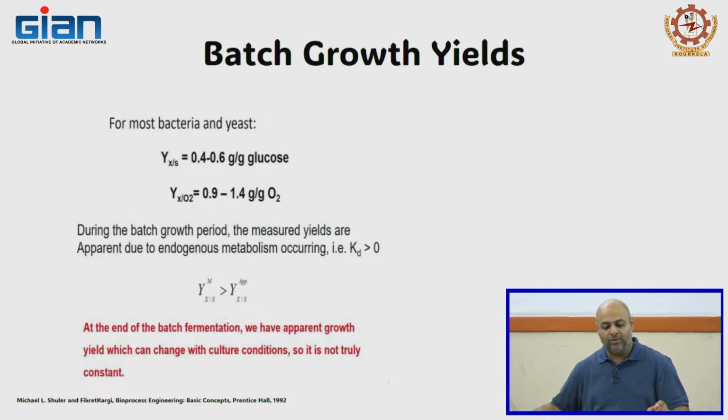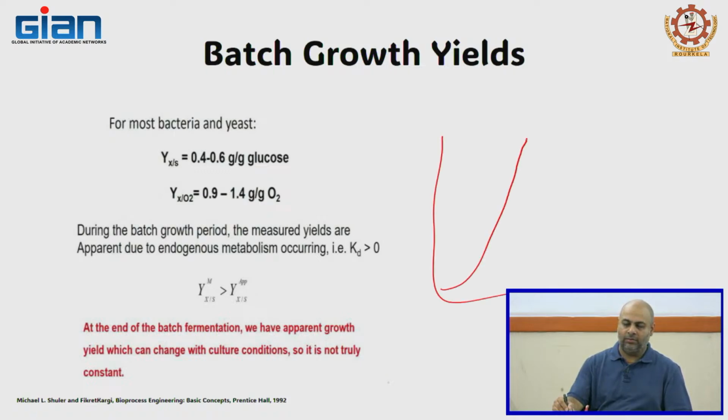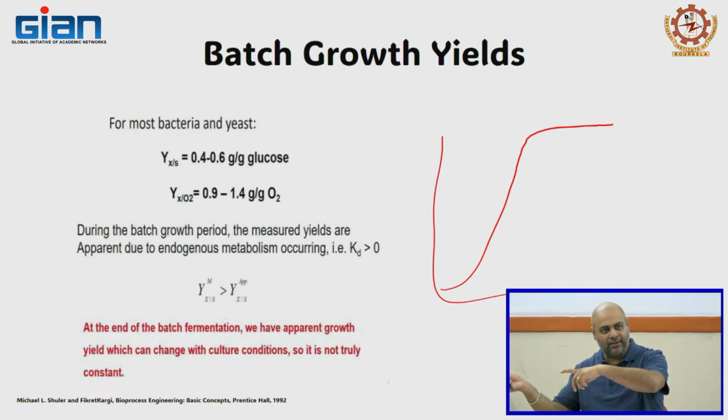During the batch growth, the measured yields are apparent due to endogenous metabolism occurring, that is, Kd is greater than 0. What it means is, your cells grew and reached the stationary phase. In this stationary phase, we had this conversation that the cells will maintain themselves by killing other cells, or other cells will lyse and whatever content came out can be used by the other cells to keep themselves alive. You are getting my point, right?